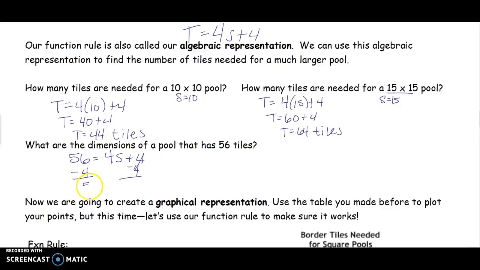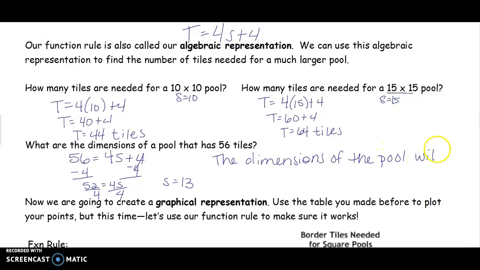So 56 minus 4 is 52. When you divide by 4, S is equal to 13. So we would say the dimensions of the pool will be 13-foot by 13-foot.